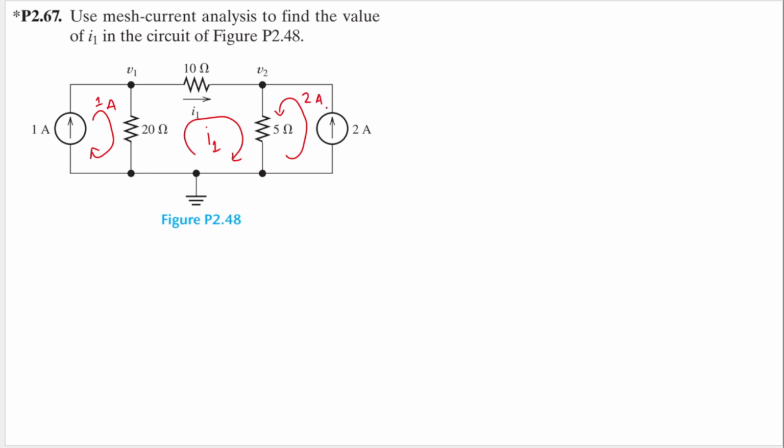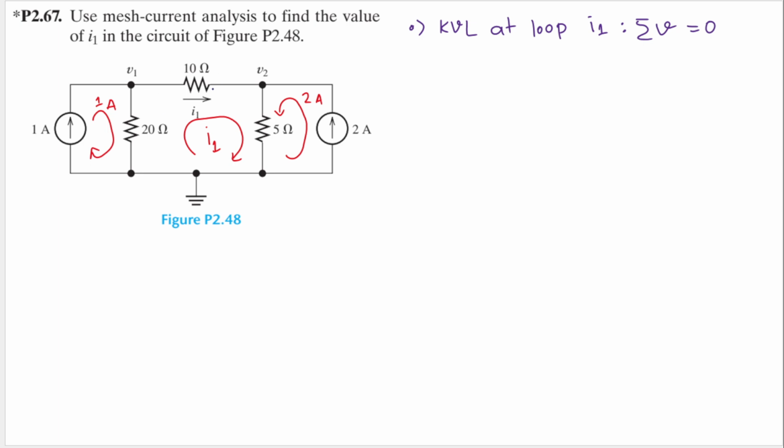What we need to do is just use KVL in loop I1. I think we only have one equation from here, so let's do that. KVL at loop I1. KVL says that the sum of the voltages in a loop will equal 0. This is what KVL says.